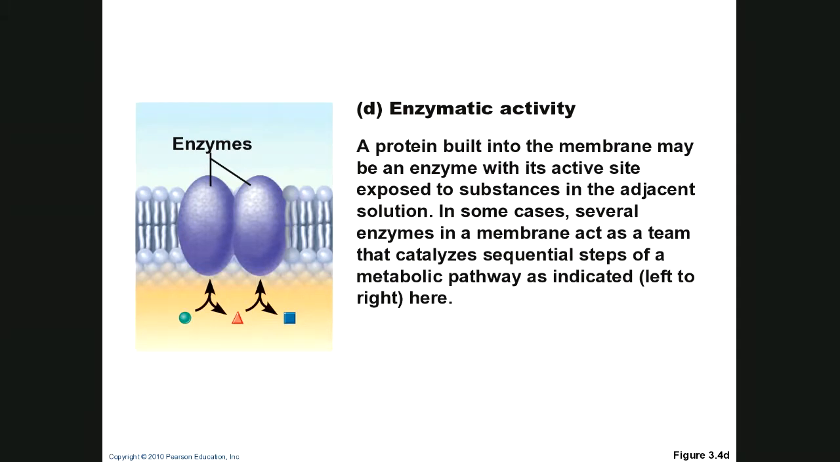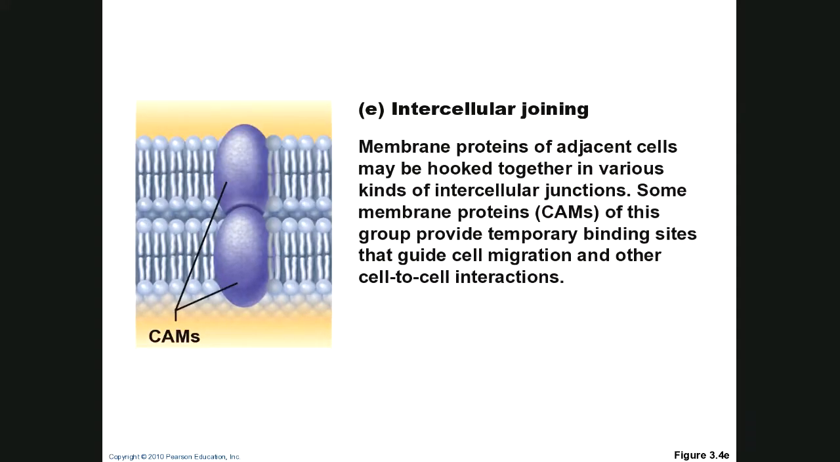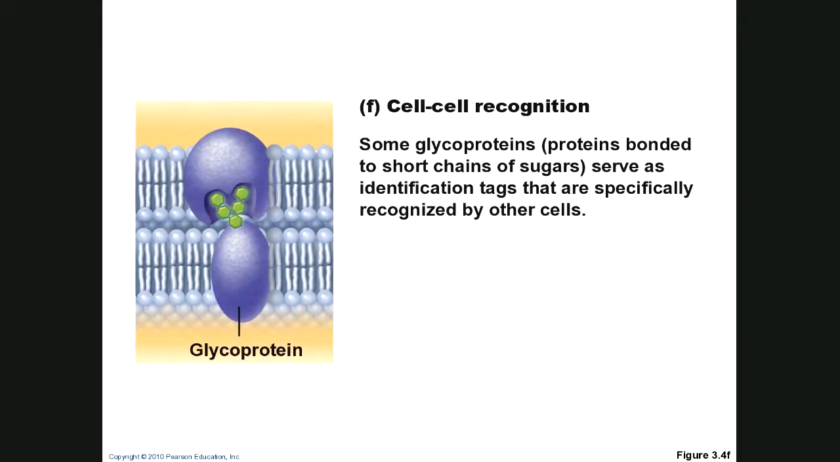Enzymatic activity. Many cells are going to have their surface with a lot of enzymes that increase the speed of chemical activity. Intercellular joining. This is cell-to-cell joining. Cell-to-cell recognition. If this cell recognizes this cell, it's like a name tag on it. So if this is a cell from the immune system, and this is the one showing the proper name tag, then the immune system won't attack it.